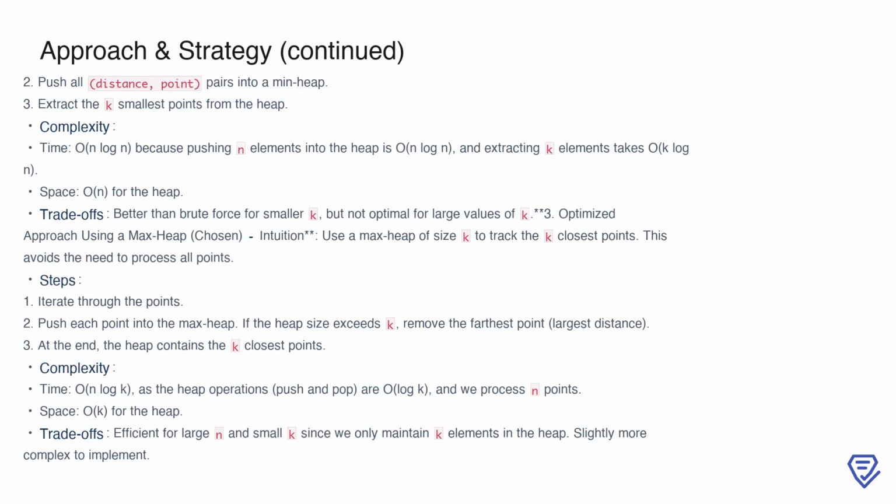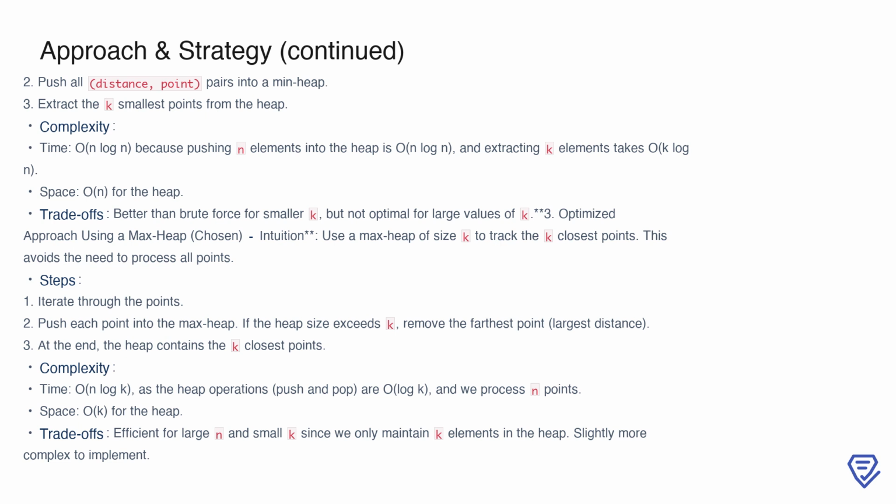Next, we looked at an optimized approach using a min heap. Here, the idea is to load all the points into a min heap, where the key used to organize the heap is the distance of each point from the origin. Once all points are in the heap, we extract the k smallest points directly. While this improves on the brute force method, as it avoids sorting the entire array, the time complexity is still n log n, because inserting each of the n points into the heap takes log n, and we perform this operation n times. Additionally, extracting the k points adds k log n. The space complexity remains n, since the heap must store all points initially.